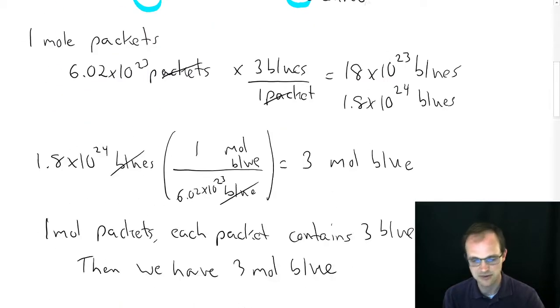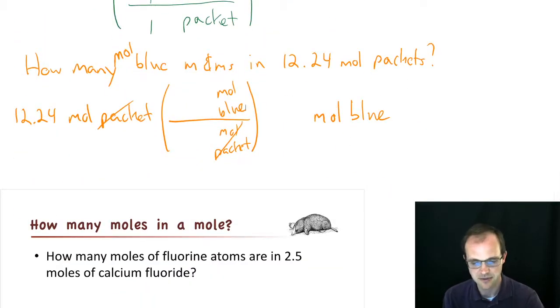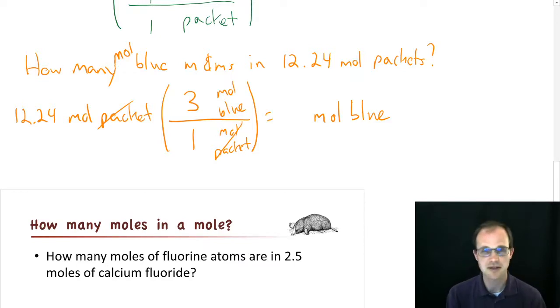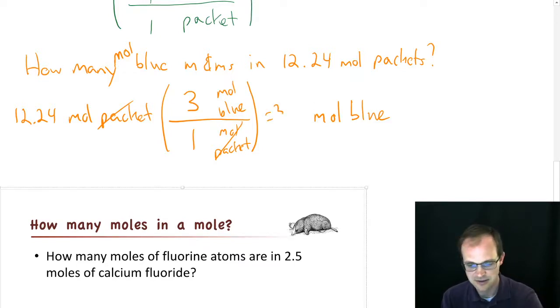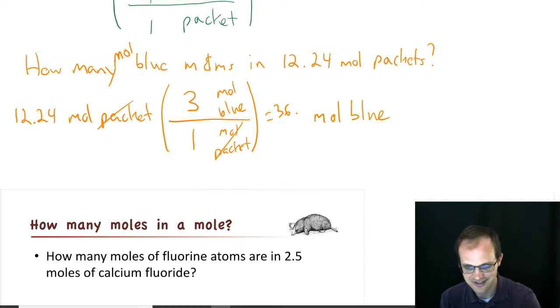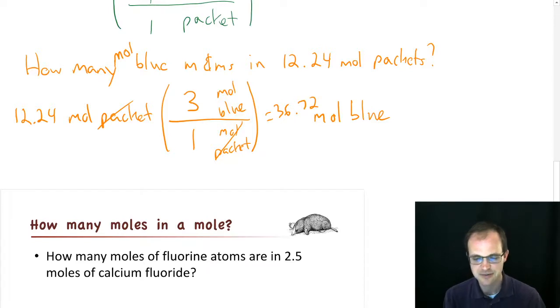There's 3 blues per packet. And we put that in there. There's 3 blues for every 1 packet. And we just multiply this number by 3. And we get 36. And what is 24 times 3? 24 times 3 is 72. 36.72 moles of blue.